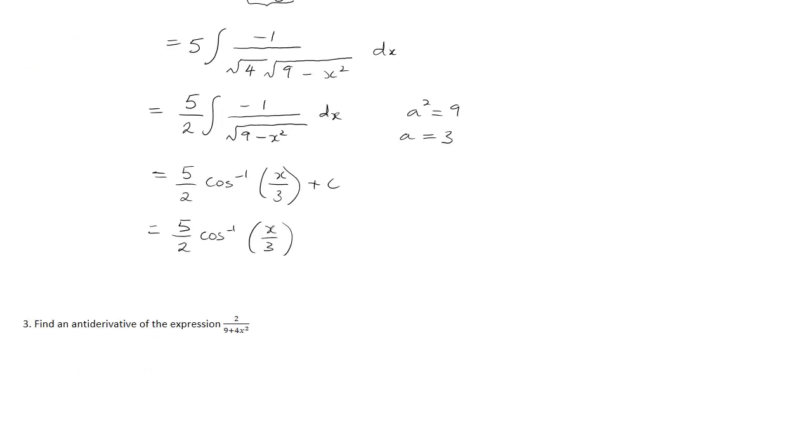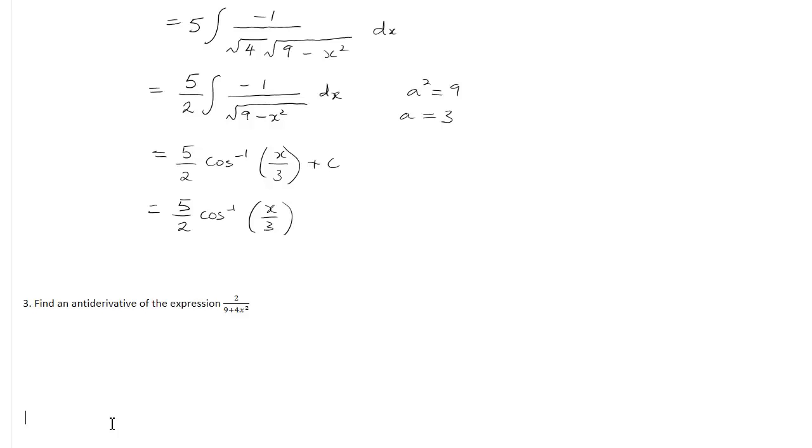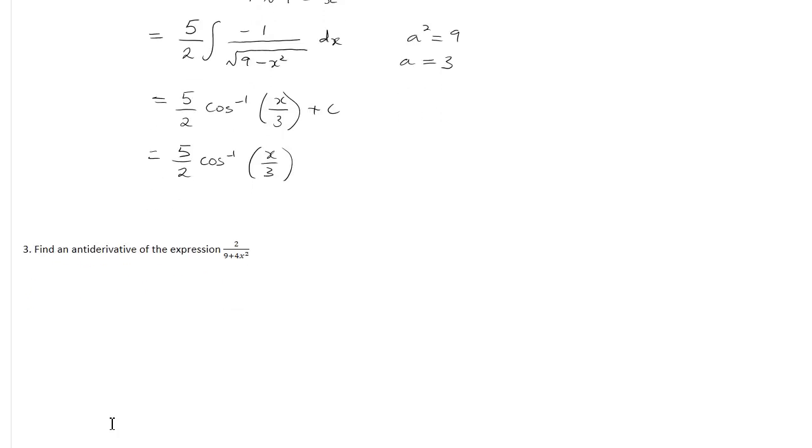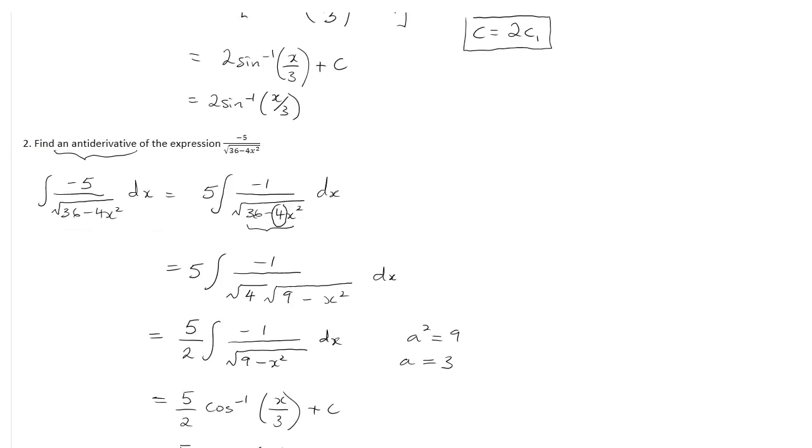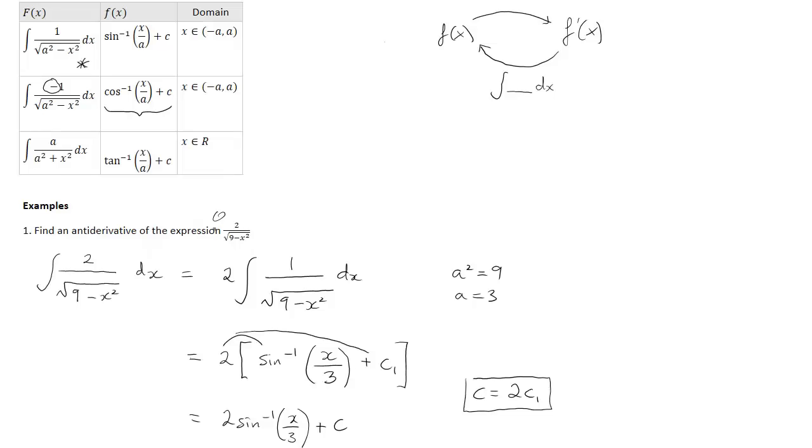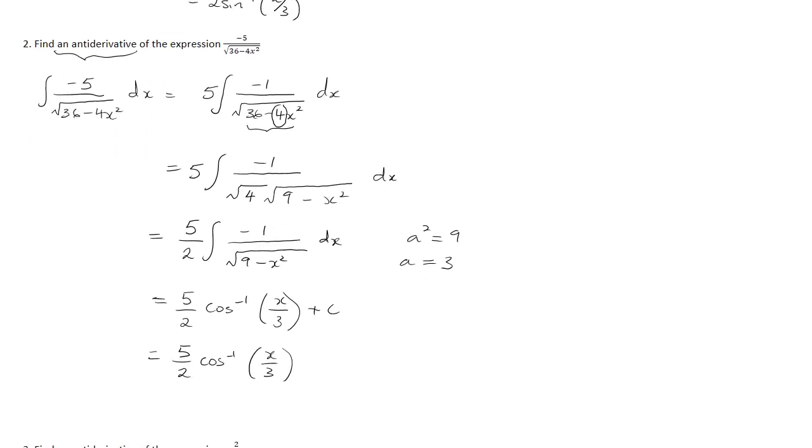Okay, so let's have a look at this next example. So this next one looks a little bit more like the tan expression. So going back to our table, we can see that the tan formula has an a squared at the bottom and an a at the top. And so that's a very important setup. And let's go back to our actual question here.